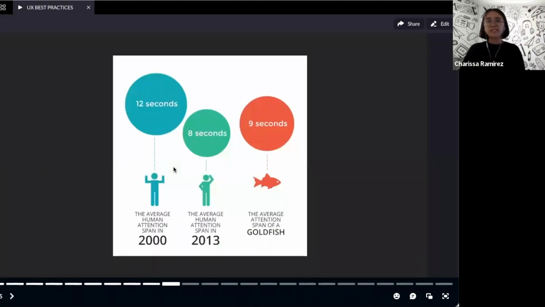A 2015 study conducted by Microsoft found that the average human attention span is 8 seconds. So basically, we now have a shorter attention span than goldfish, okay? So designers need to adjust to cope with this behavior with the goal of getting people the information they need as quickly as possible.